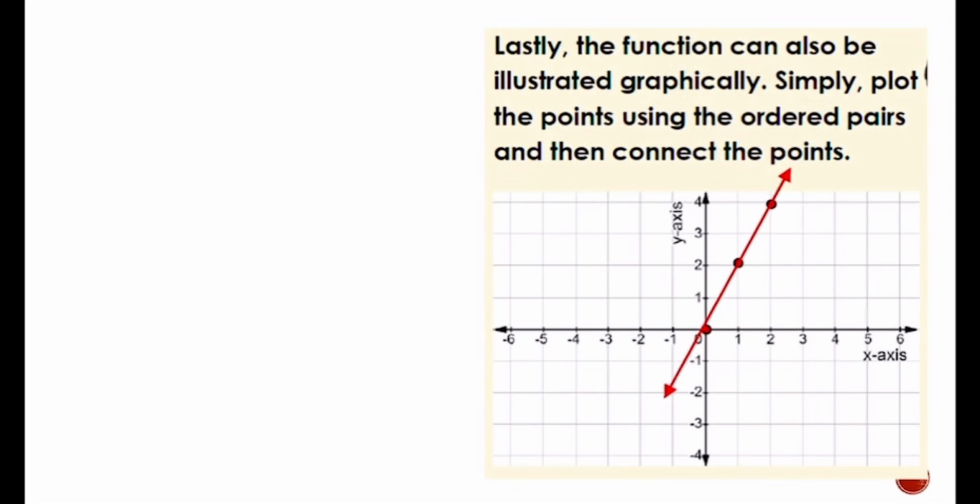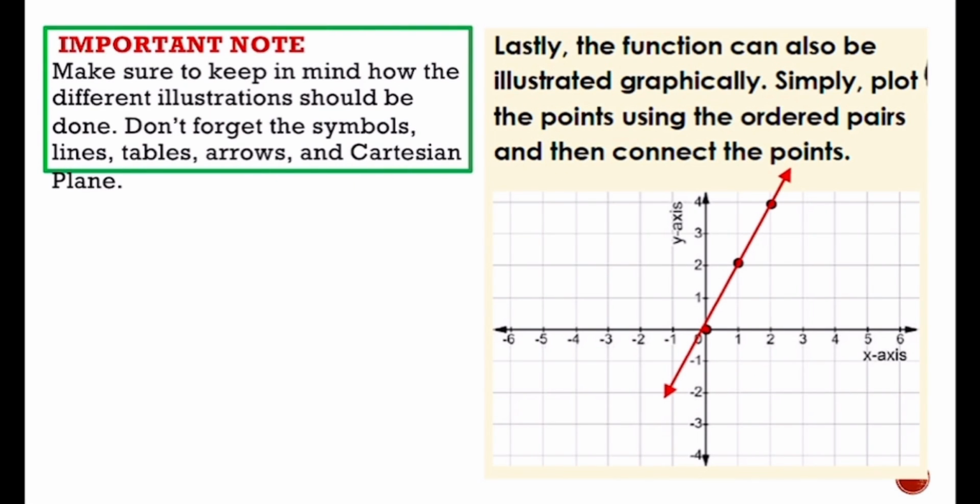Lastly, the function can also be illustrated graphically. Simply plot the points using the ordered pairs and then connect the points. For example, is this. After you plot the points, we're going to connect the points to form our graph. The important note, make sure to keep in mind how the different illustrations should be done. Don't forget the symbols, lines, tables, arrows, and Cartesian plane.